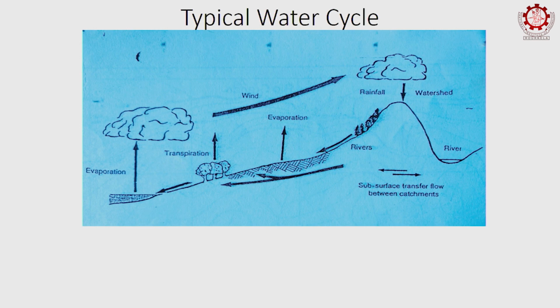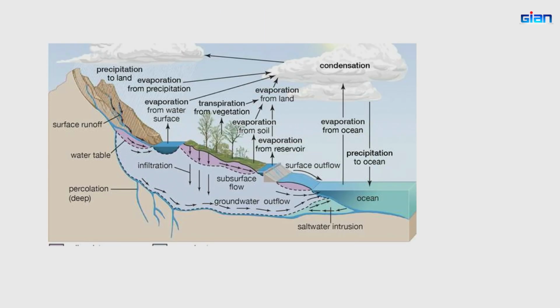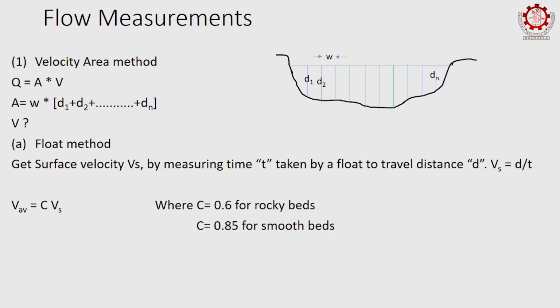Some will be evaporated, some will be transpired, and wind will blow the clouds into some other regions, and some will be taken into subsurface transfers, etc. Only a small amount will come to your river. That is what the hydrologist studied with his expert knowledge. Here is more detail about what happens when the rain falls on a catchment area.